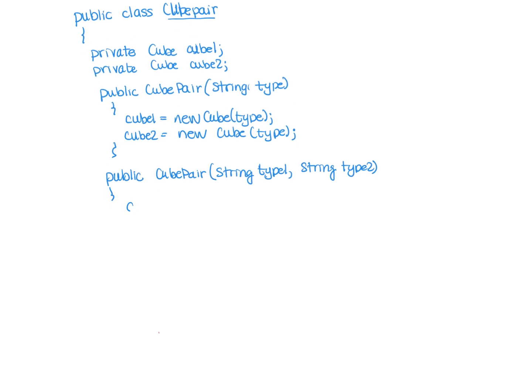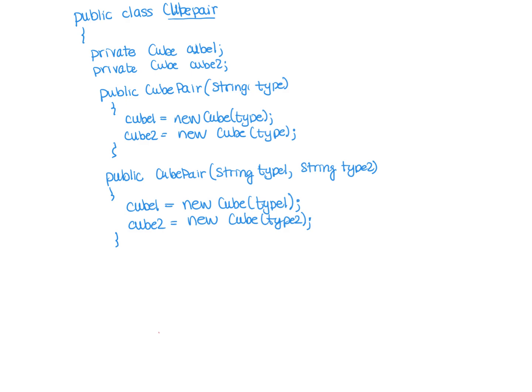So this time, cube1 is going to be a new cube of type1. And again, we're going to need cube2. It's going to be a new cube of type2. There's our 2 different constructors.